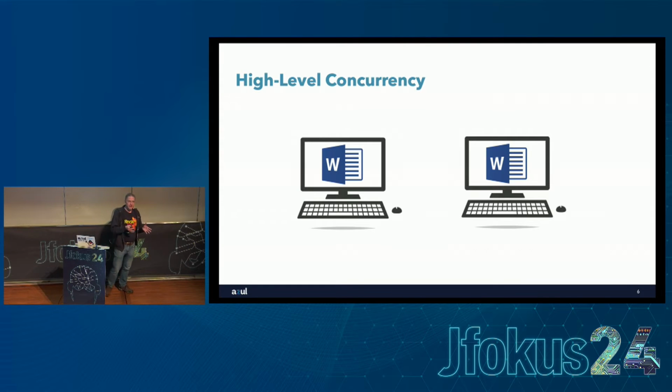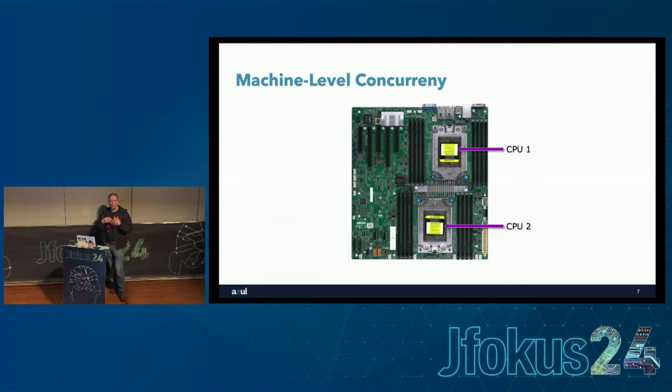If we look at concurrency again, we can have the idea of high-level concurrency. We could have two people working on two different computers at the same time, both doing a word processing document, and that is concurrency. It overlaps in terms of time, but again, no guarantee they'll actually be working on that thing at the same time.